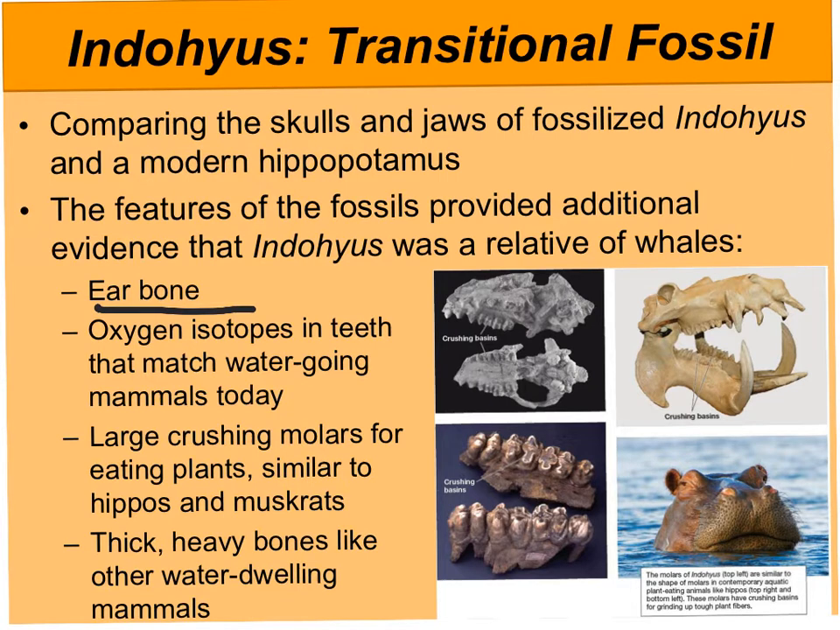Other terrestrial mammals don't have that. Also, animals that spend a lot of time in water have oxygen isotopes. You might not remember what isotopes are, but they're a different version of oxygen. So oxygen 16 is normal, but it might have been oxygen 17 or 18, I don't know which. So it's got oxygen isotopes that are more like water-going mammals today. Large crushing molars for eating plants. Well, there's a lot of things that do that, so forget about that. But another thing is that thick, heavy bones are usually found in water-dwelling mammals, okay? Because they get buoyant because they're in water, okay?